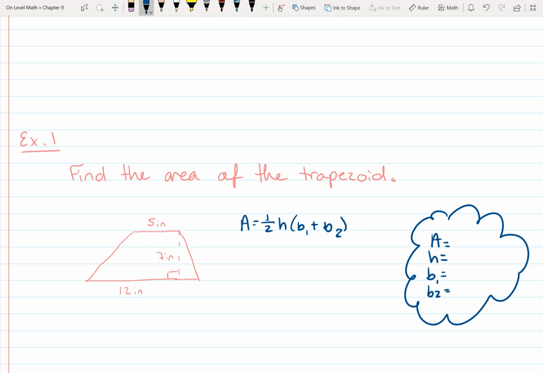So we know A, H, base 1, base 2. Okay, so we don't know the area. That's what we're looking for, so we're going to leave it. The height we know is 7 inches. Base 1 is that top, 5 inches. Base 2 is 12. Now we're going to plug into our formula. So A equals 1/2. Our height is 7. Base 1 is 5. Base 2 is 12. Then I'm going to do 5 plus 12, which gives us 17.